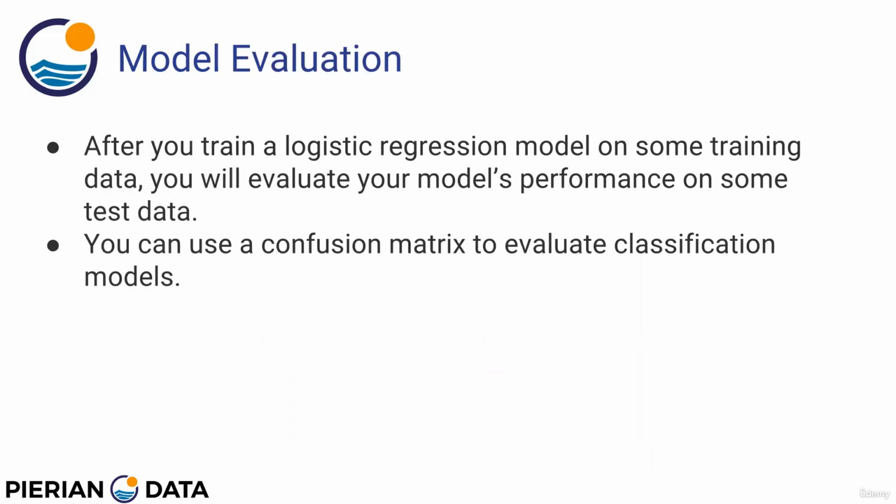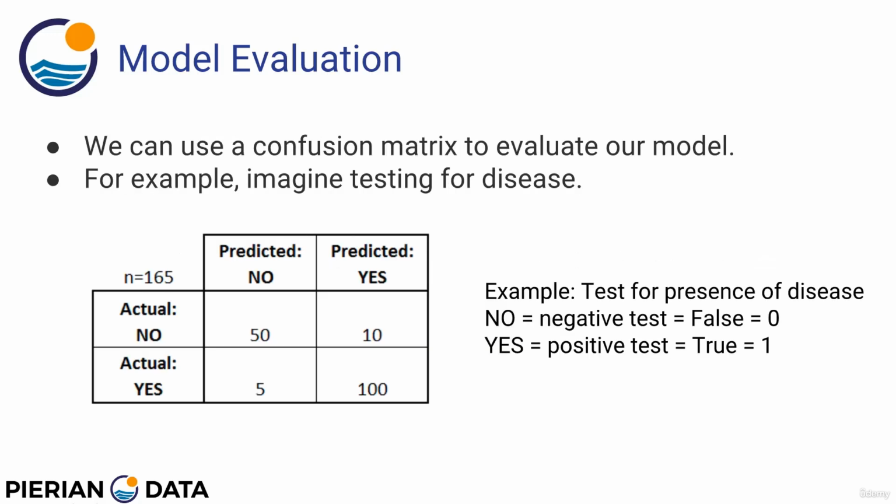Alright, so let's go ahead and talk about model evaluation and using a confusion matrix. After you train a logistic regression model to classify some training data, you're going to want to evaluate your model's performance on some test data. You can use a confusion matrix to evaluate classification models. A confusion matrix is a table that is often used to describe the performance of a classification model on a set of test data, for which the true values are already known.